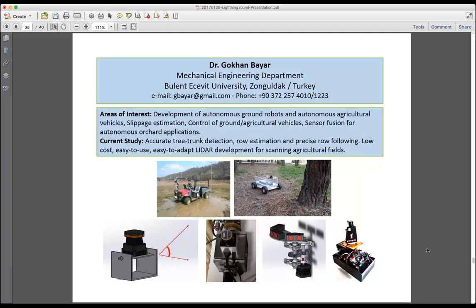conducting accurate tree trunk detection and row estimation and precise row following in agricultural applications. Also, we have been trying to develop some LiDAR systems which are low cost, easy to use, and easy to adapt for scanning agricultural fields. And thank you. Thank you very much, Gokhan.